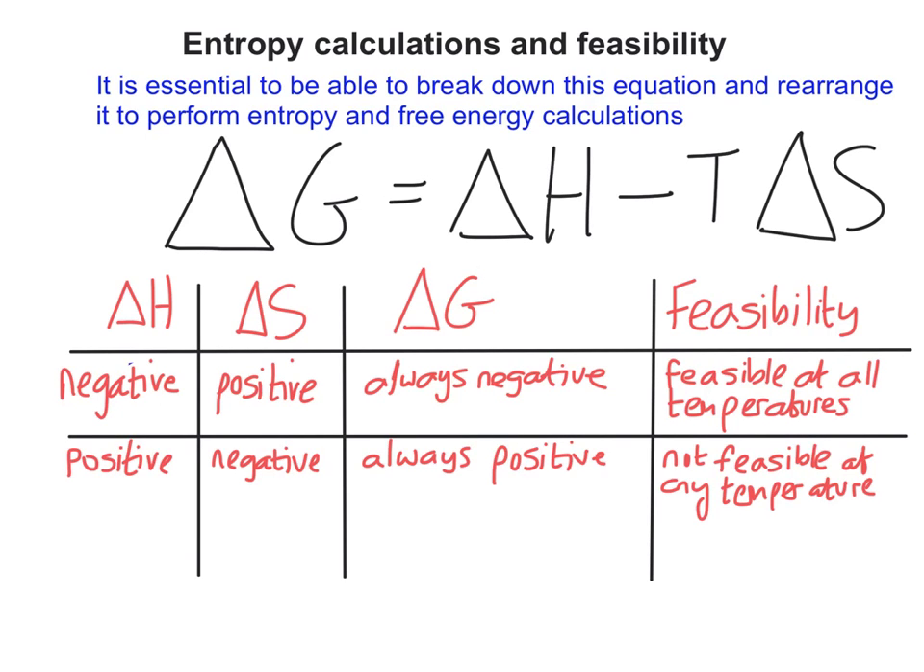So let's start with the two extremes of feasibility. Feasible at all temperatures means that delta G must always be negative. The only way this can happen is for delta H to be negative and delta S to be positive. If it's the other way round, delta G is always positive, so it's not feasible at any temperature.